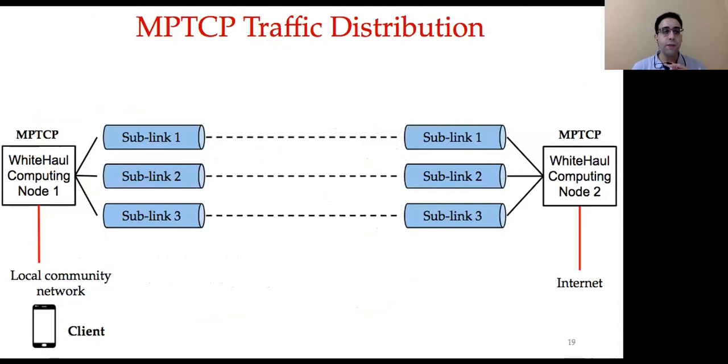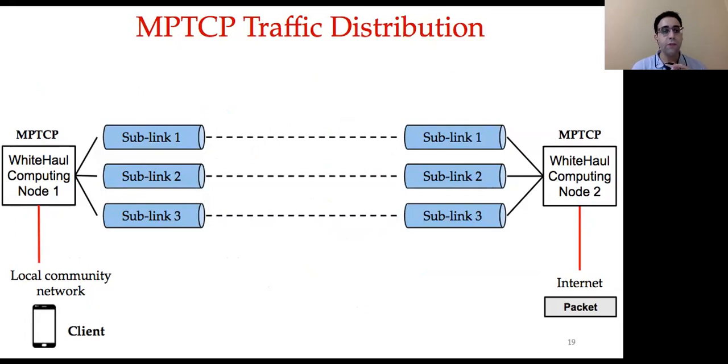Let's take a look at the following example to clearly understand the multipath TCP function in the WhiteHaul system. In the WhiteHaul system, we have two nodes. One is located at the edge of the local community, and the second one is located closer to the internet point of presence. Multipath TCP is running only on these two nodes, and it's not running on the user equipment side. When the packet arrives from the local community, it is encapsulated into a multipath TCP header and forwarded over one interface, and then the packet is received on the other end, decapsulated by the multipath TCP module, and then forwarded over the internet. This process is reversed in the opposite direction.